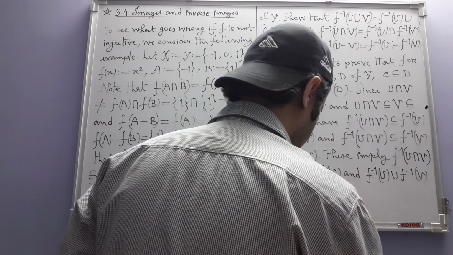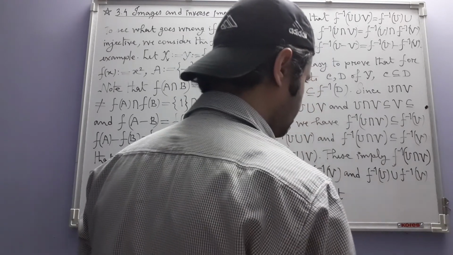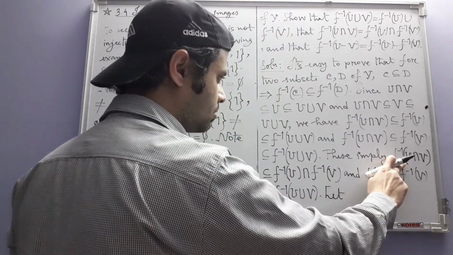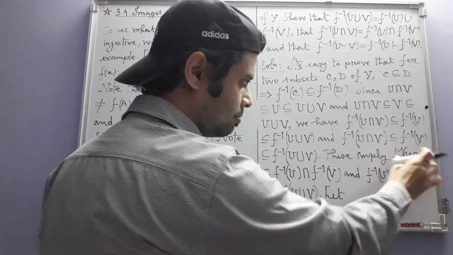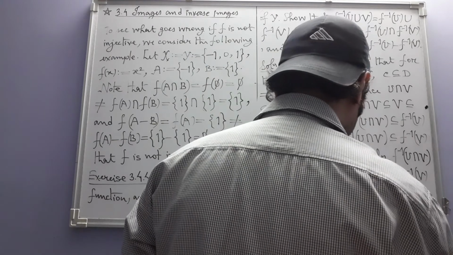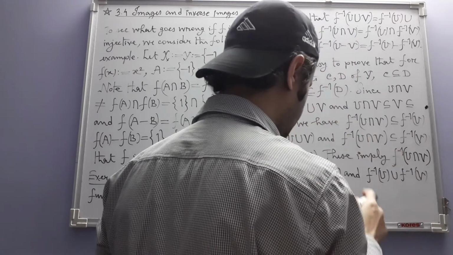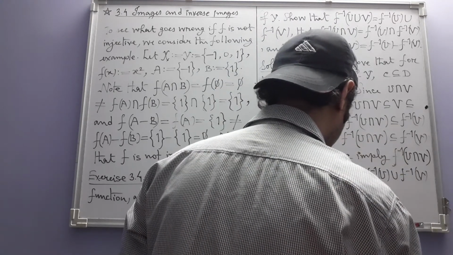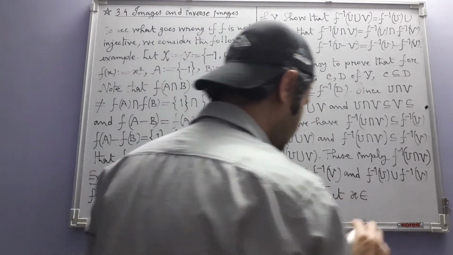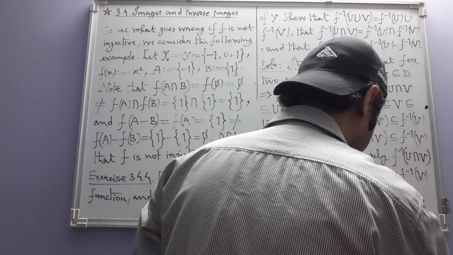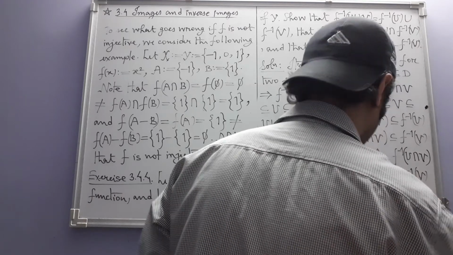This is not over yet. So we first try to prove the opposite of this containment. That means we are going to take an element here and prove that it belongs to this set. Now this is a new solution, so we can take X. Let X be an element here, F inverse U intersection F inverse V.